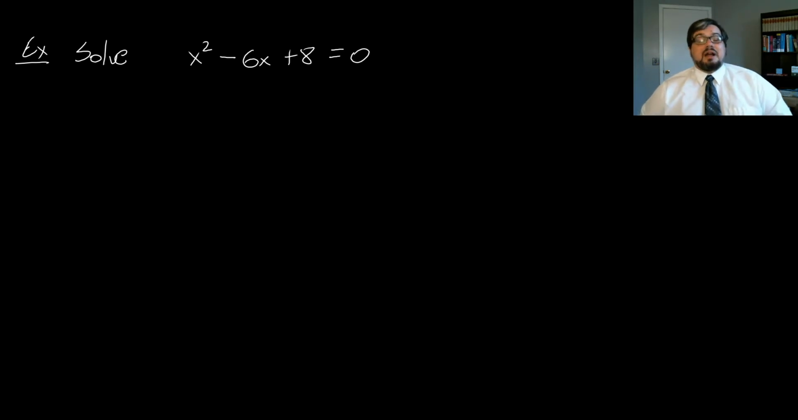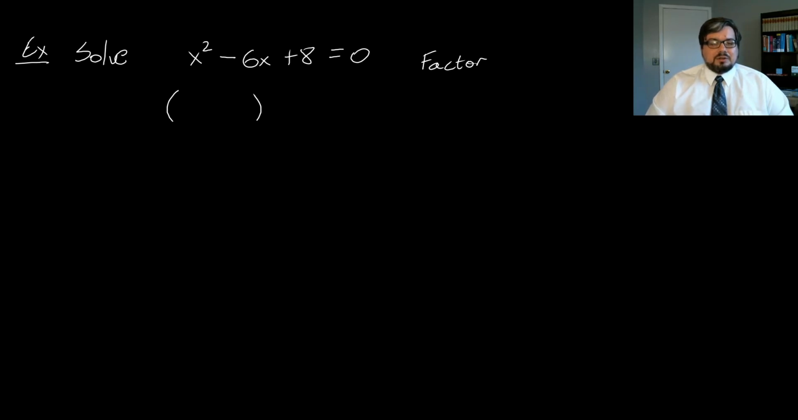Let's suppose that we want to solve the equation x squared minus 6x plus 8 equals 0. We want to find all the values of x that will make this equation true when we plug it in. Well, one thing that we can try to do is to factor. We can try to factor the quadratic polynomial that's on one side of the equation and use the zero-factor theorem.